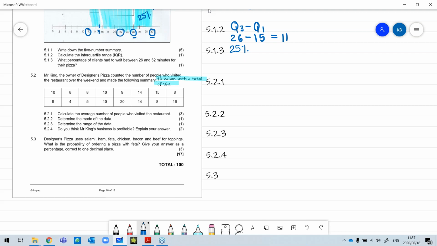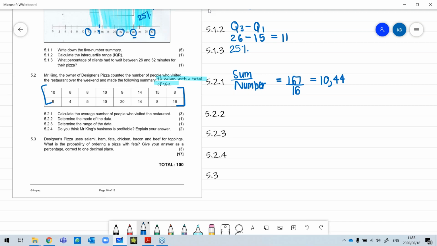Now, question 5.2.1 asks us, calculate the average number of people who visited the restaurant. So our average is the sum of our values divided by the number of values. That means the sum, if we add all of the values in this box together, is going to give us a total of 167, and there are 16 values. Therefore, we divide it by 16. That gives us a final answer of 10,44.